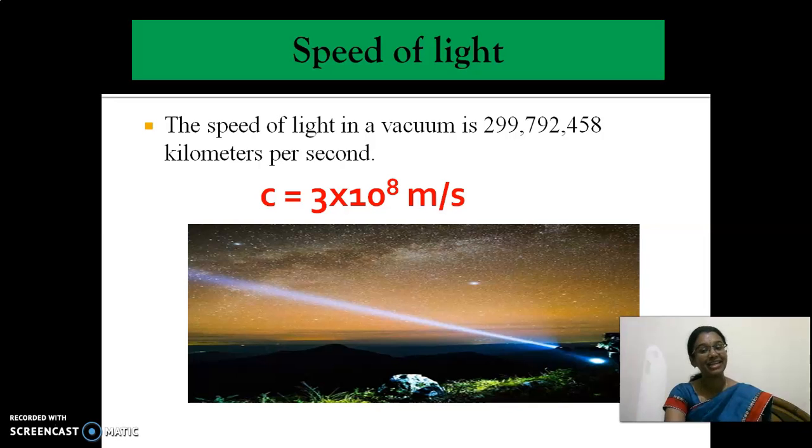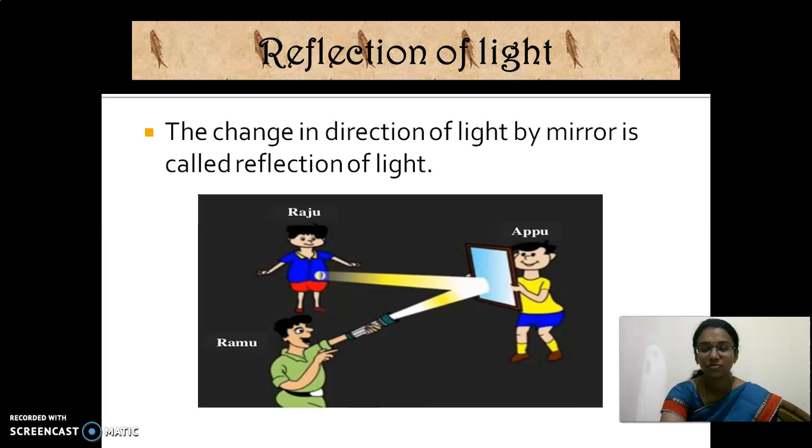And we have seen light year. The distance travelled by light in 1 year is called a light year. What is it? The distance travelled by light in 1 year is called a light year. And then reflection of light. The change in direction of light by a mirror is called reflection of light.